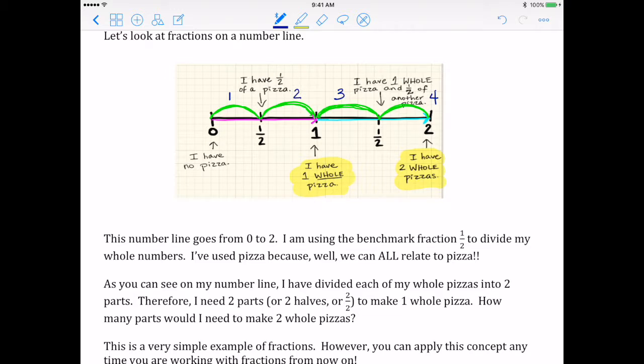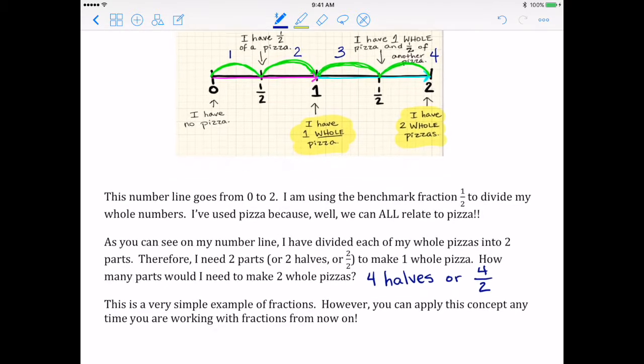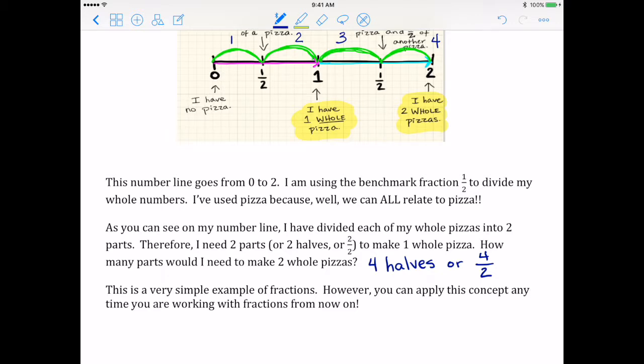And that would look like 4 halves, or 4/2 as a fraction. That's an improper fraction because the numerator is greater than the denominator. Okay, so this is a very simple example of fractions. However, you can apply this concept anytime you are working with fractions from now on.